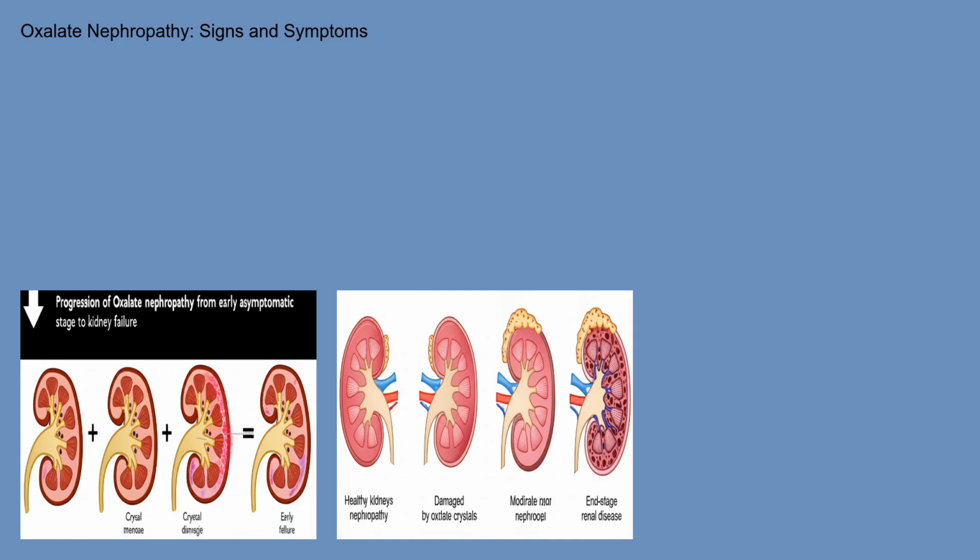The signs and symptoms of oxalate nephropathy vary depending on the severity of the condition. Early stages may be asymptomatic. As kidney function declines, symptoms can include flank pain, blood in the urine (hematuria), frequent urination, urinary tract infections, and signs of kidney failure such as fatigue, swelling in the legs and ankles (edema), and decreased urine output. In severe cases, oxalate nephropathy can lead to end-stage renal disease requiring dialysis or kidney transplantation.